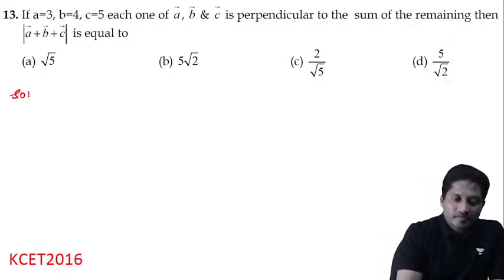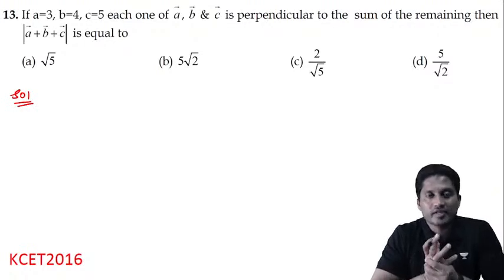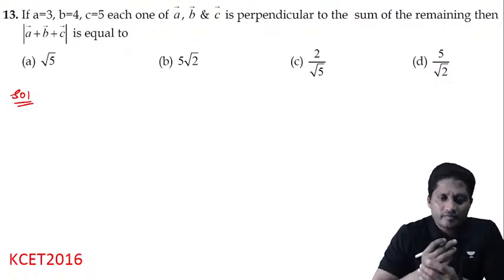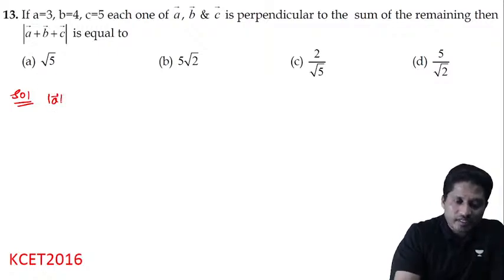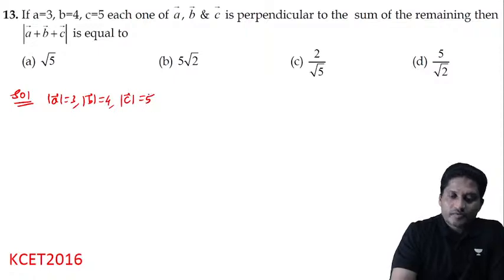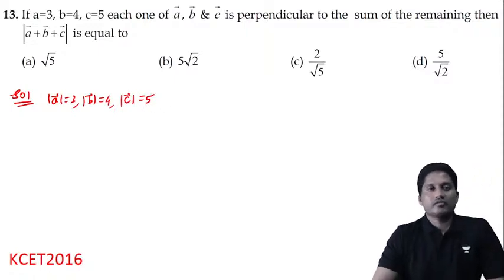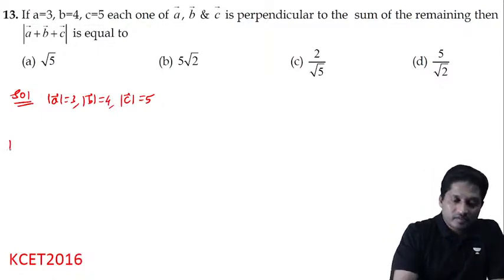A, B, C are three vectors given, with magnitudes 3, 4, 5. So this means that modulus of A is 3, that's a scalar. Mod A is 3, mod B is 4, and mod C is 5. Each vector is perpendicular to the sum of the other two, that is, the sum of the remaining. Find modulus of A plus B plus C.